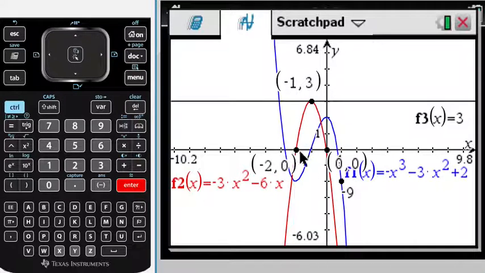So we found zeros of the derivative. We found when the derivative is 3, and we found what the derivative is at 1. Different ways to do different things. Hopefully this helps. Good luck.